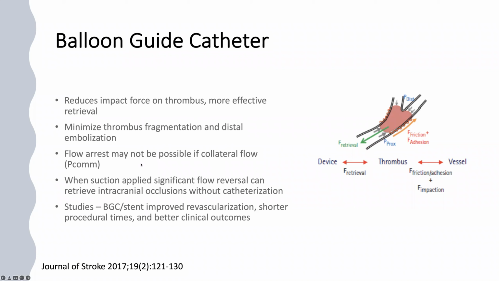But the caveat is, if you do the angiogram, flow arrest might not be possible if you have collateral flow with a PCOM artery. And you can actually get pretty significant suction flow reversal with a balloon guide catheter just at the skull base. There are several case reports where you can retrieve an intracranial occlusion without actually catheterizing the intracranial middle cerebral artery and just pull it out. And I showed you there were several studies showing that a balloon guide improved revascularization, with shorter procedural times and better clinical outcomes.